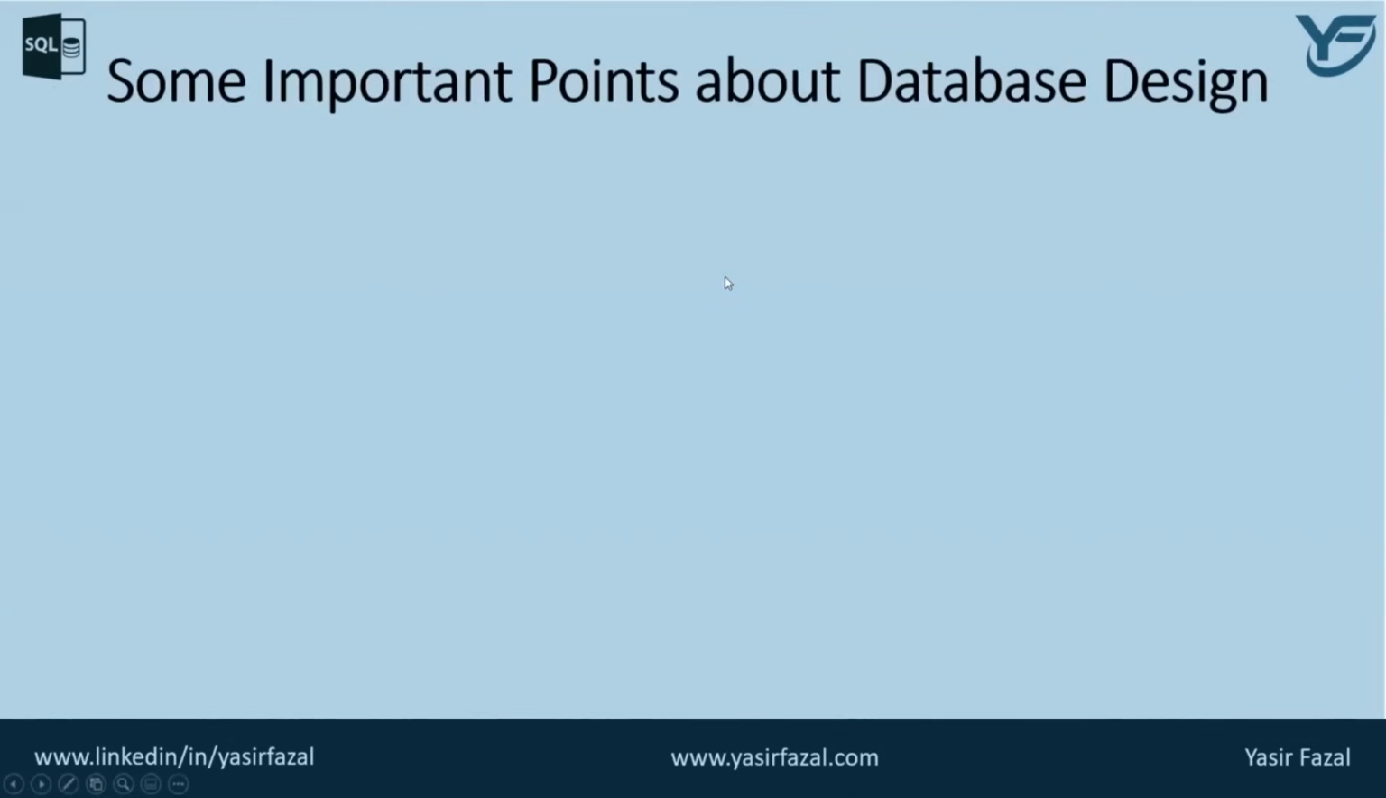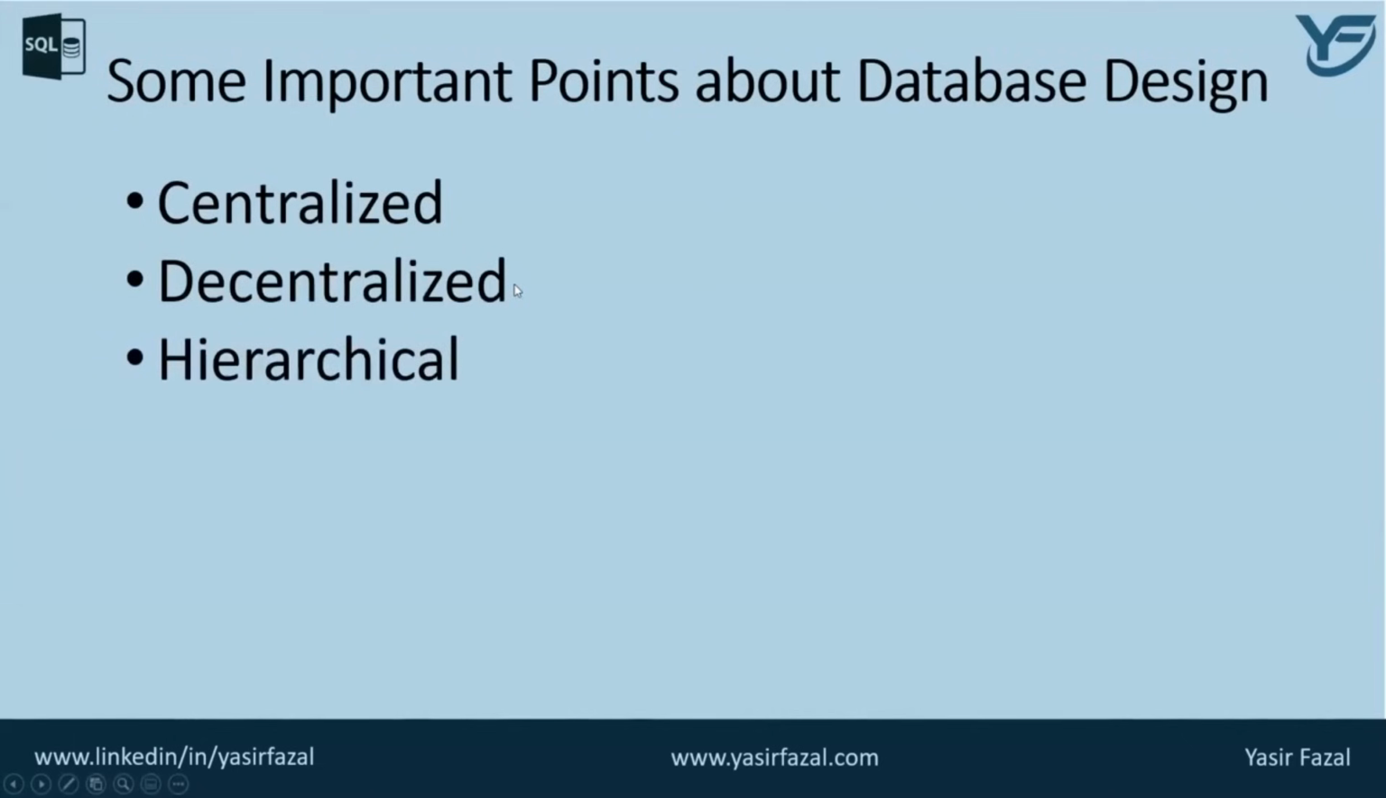So before diving into the main topic, I'm going to discuss some important points that are related to database design. When we talk about the design of a database management system, it strictly depends on its architecture. This architecture could be centralized, decentralized, or hierarchical. The architecture of a DBMS can be seen as either single tier or multi-tier. And N-tier architecture divides the whole system into related but independent modules, which can be independently modified, altered, changed, or replaced.